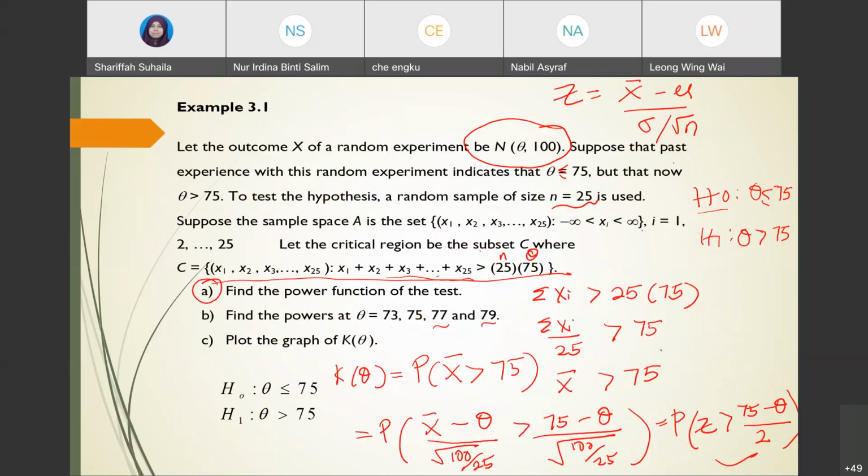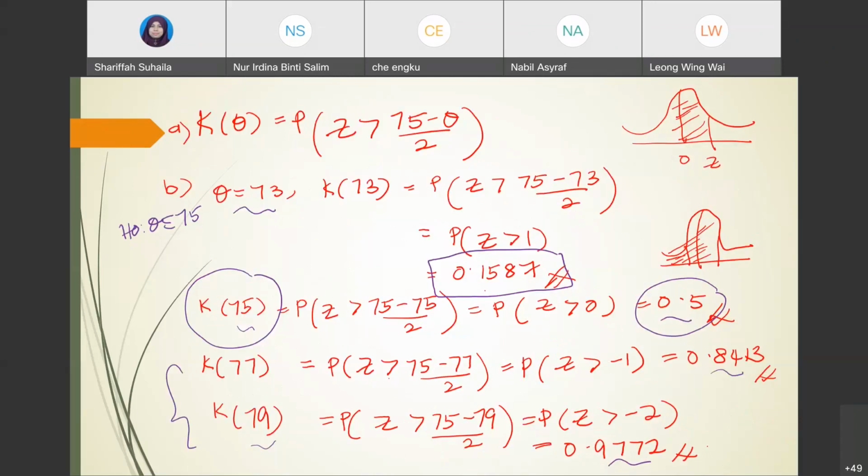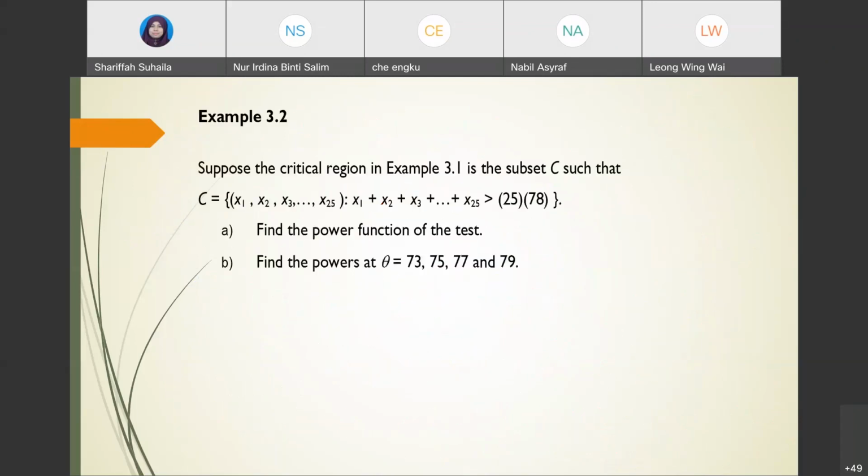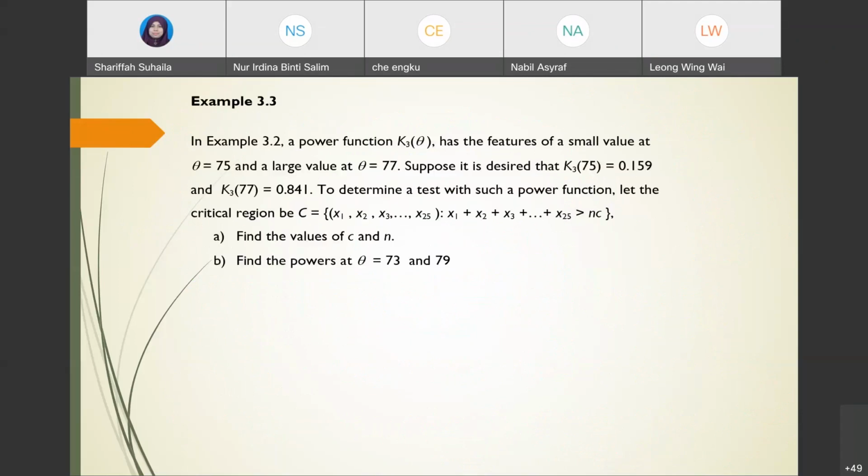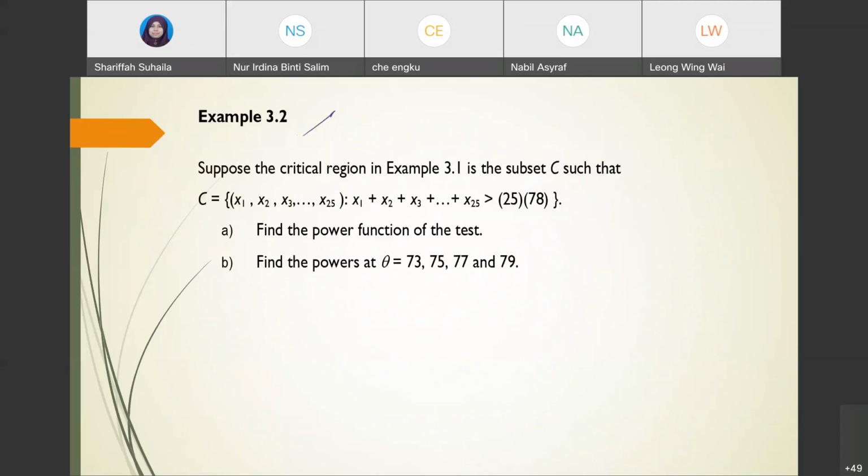Okay, for this example. Okay, sebab itu kita cari dia punya power function of the test. Nanti kita akan compare balik dengan this one pula. Example 3.2 and also example 3.3. Nanti kita akan buat secara conclusion apa dia punya value dia. Okay.